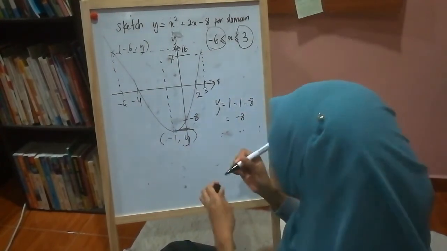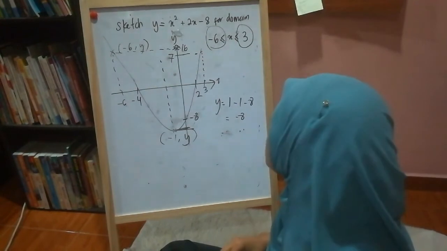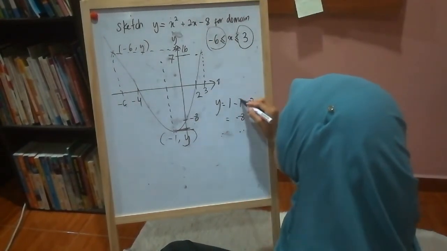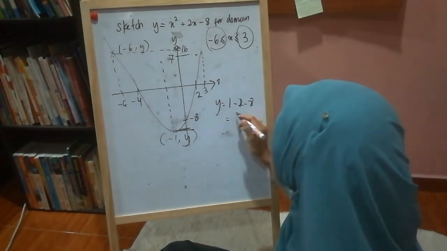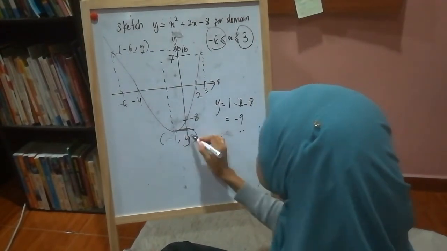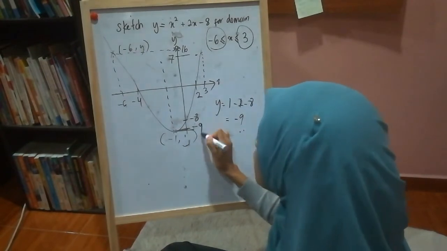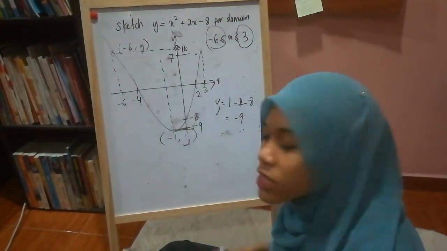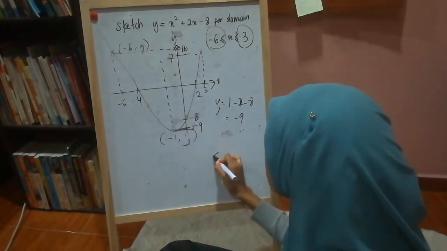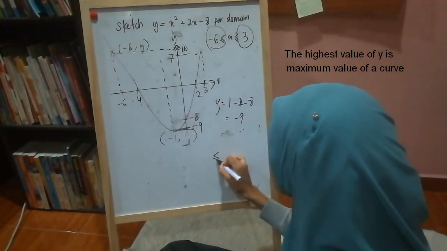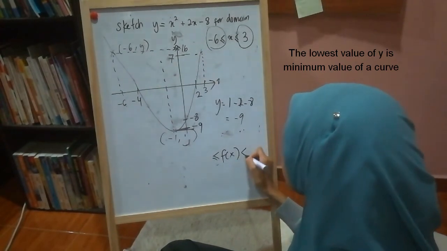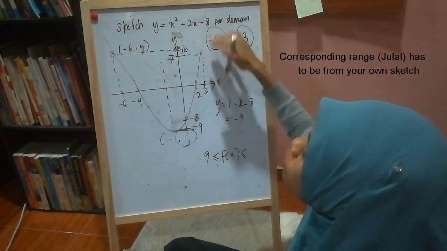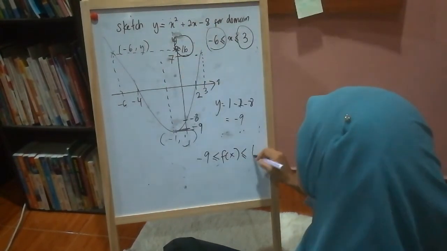Alright? So, isn't it? Negative 1. Oh, sorry, negative 2 here. So it's negative 2. So negative 1, negative 8, so negative 9. So your y now is at negative 9. So the lowest value of the y, which is the corresponding range, has to be the lowest. Okay, the lowest and the highest, right? So the lowest of it would be negative 9, and the highest of it according to the picture is 16.